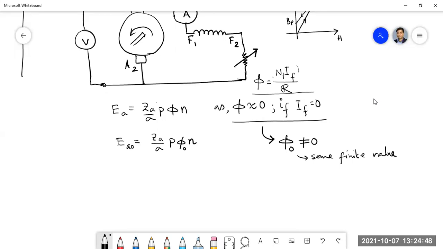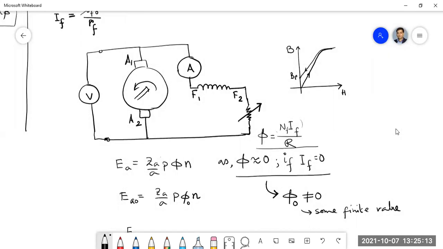Now this voltage will generate some field current, because the first voltage that is generated by the residual flux phi 0 will generate some voltage, and that will generate some field current by this expression. Because in case of shunt, you just see that here you have the voltage. What is the voltage here? Here the voltage is EA. The EA voltage is now across the field circuit, which is having the resistance of RF.